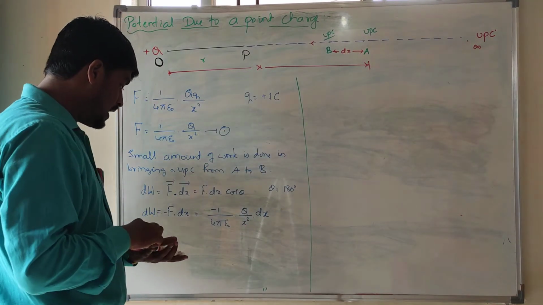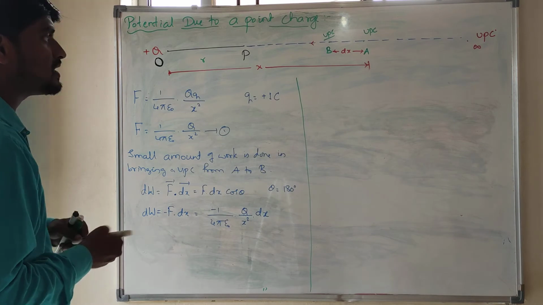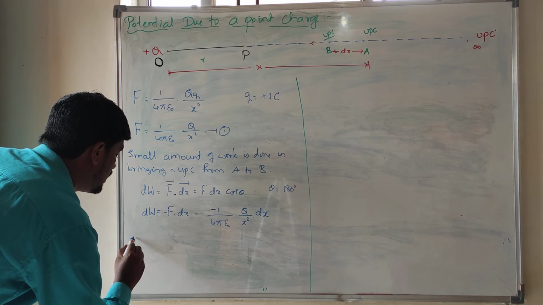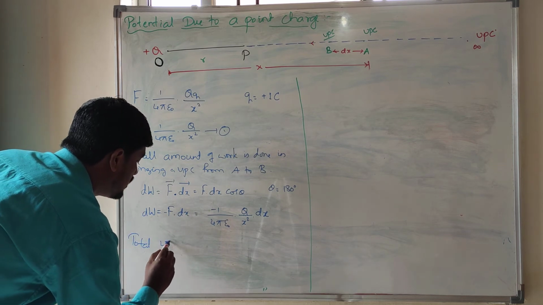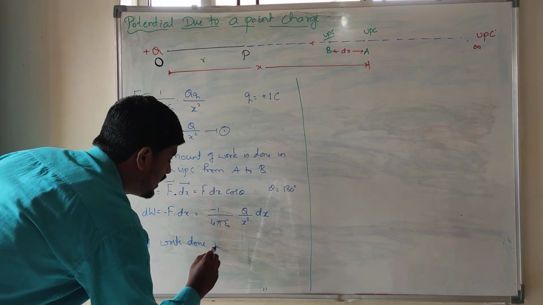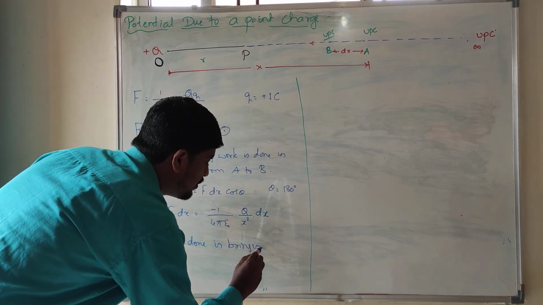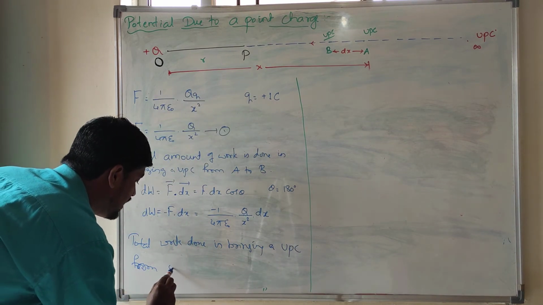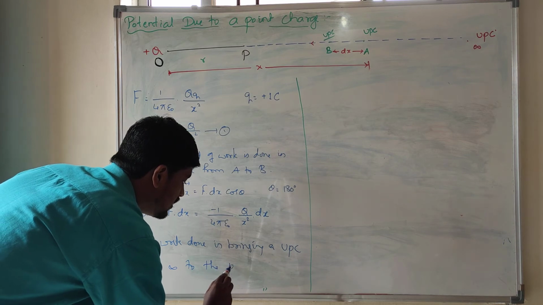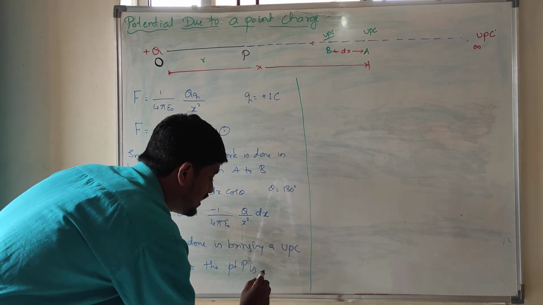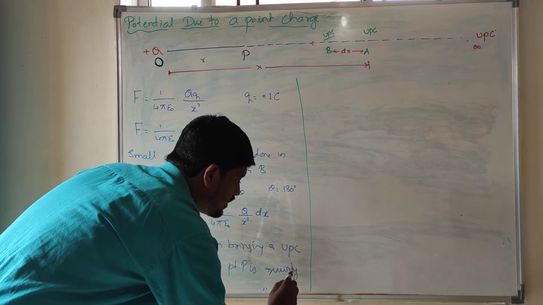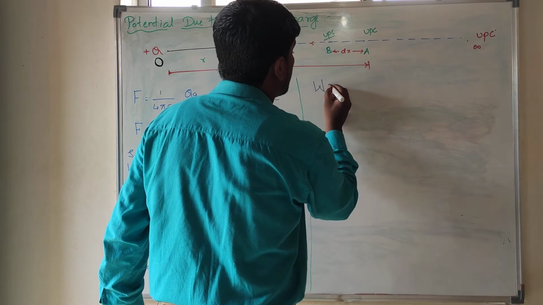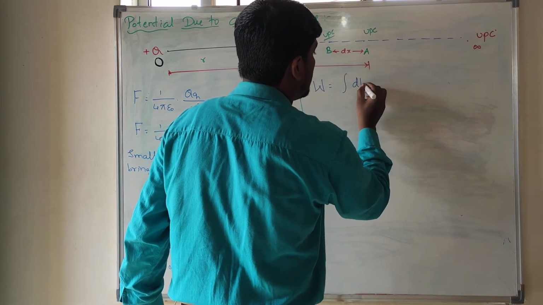So if I want to calculate the total work done in bringing the UPC from infinity to the point P, I have to integrate. The total work done in bringing a UPC from infinity to the point P is given by, that means I have to integrate this equation. How to integrate this? W is equal to integration of dW.